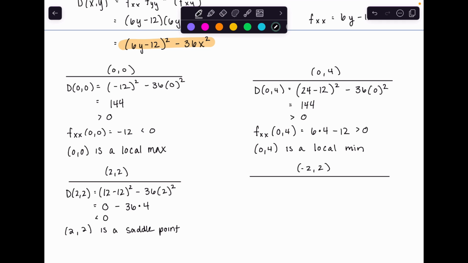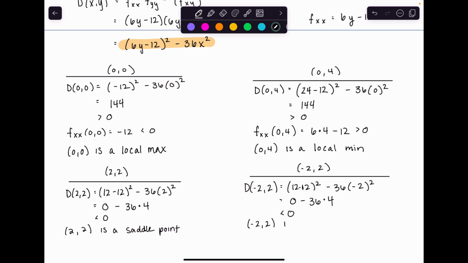One more point to go. Plugging this in. Our y has not changed, so 6 times 2 is 12, minus 12 squared, minus 36 times negative 2 squared. That still just makes it positive, so this ends up being the same thing. Overall, this is negative, so this point is also a saddle point. So we have found and classified all of our critical points.